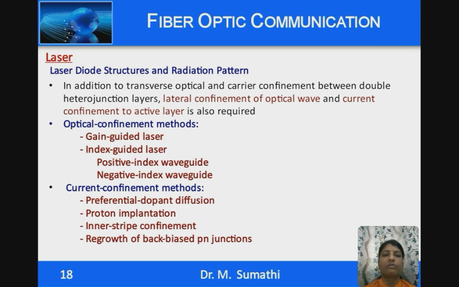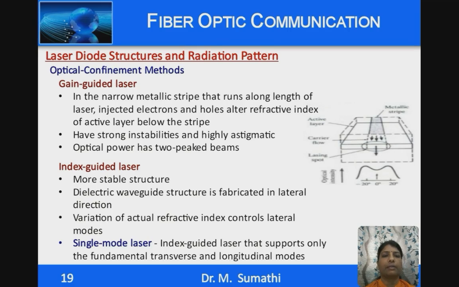So, let us look into some of the methods wherein optical confinement and current confinement can be done. The various methods to confine the optical wave in the lateral direction are the gain guided laser and the index guided laser, which has both positive and negative index waveguides. For current confinement, there are 4 methods that are possible, and a combination of these methods can also be used: the preferential dopant method, proton implantation, inner stripe confinement, and regrowth of back biased PN junctions. Let us look into these in detail.